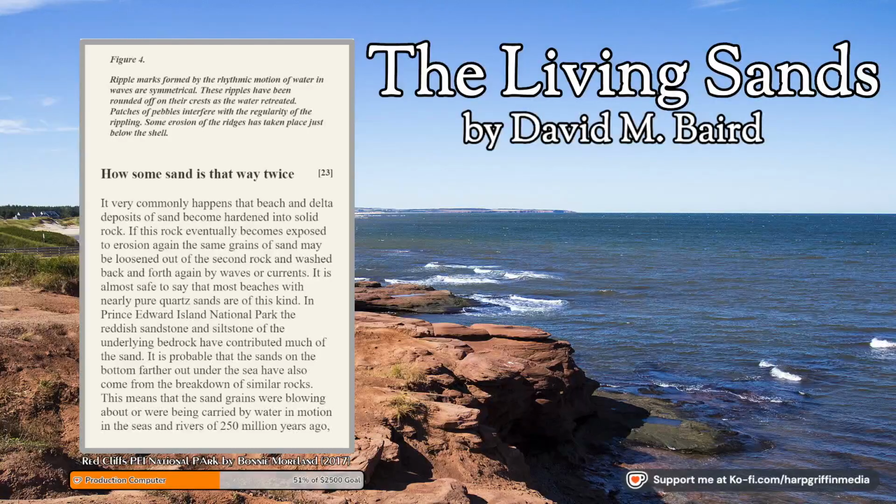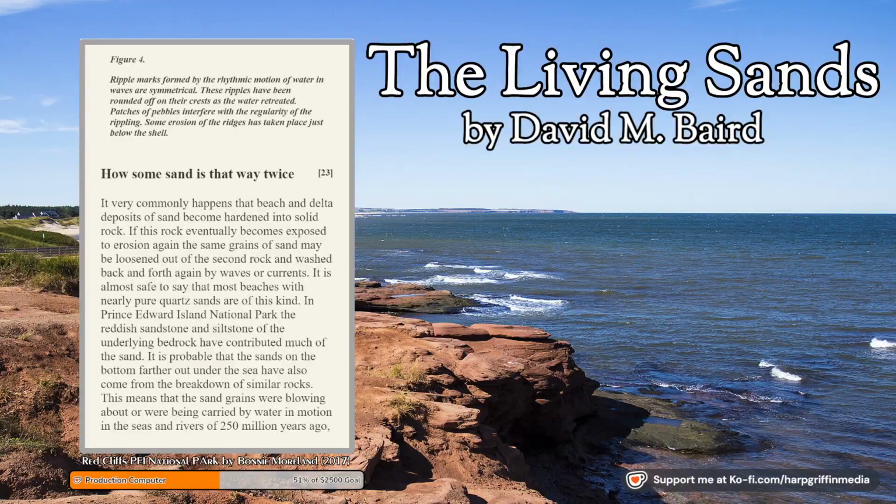How some sand is that way twice. It very commonly happens that beach and delta deposits of sand become hardened into solid rock. If this rock eventually becomes exposed to erosion again, the same grains of sand may be loosened out of the second rock and washed back and forth again by waves or currents. It is almost safe to say that most beaches with nearly pure quartz sands are of this kind.